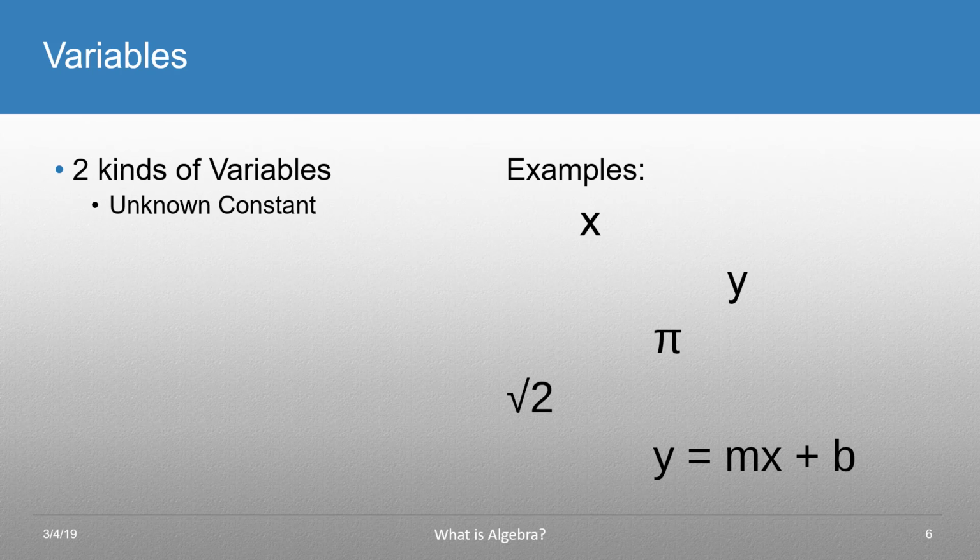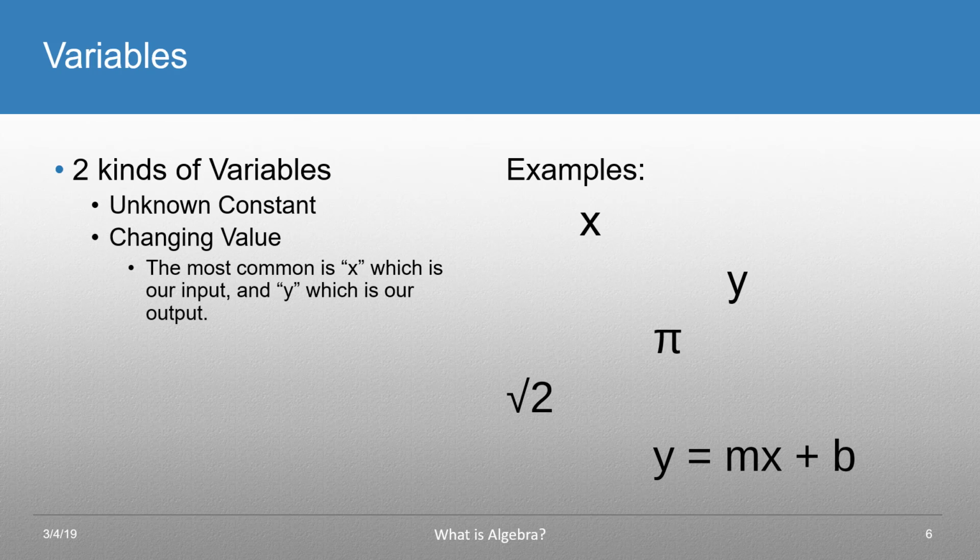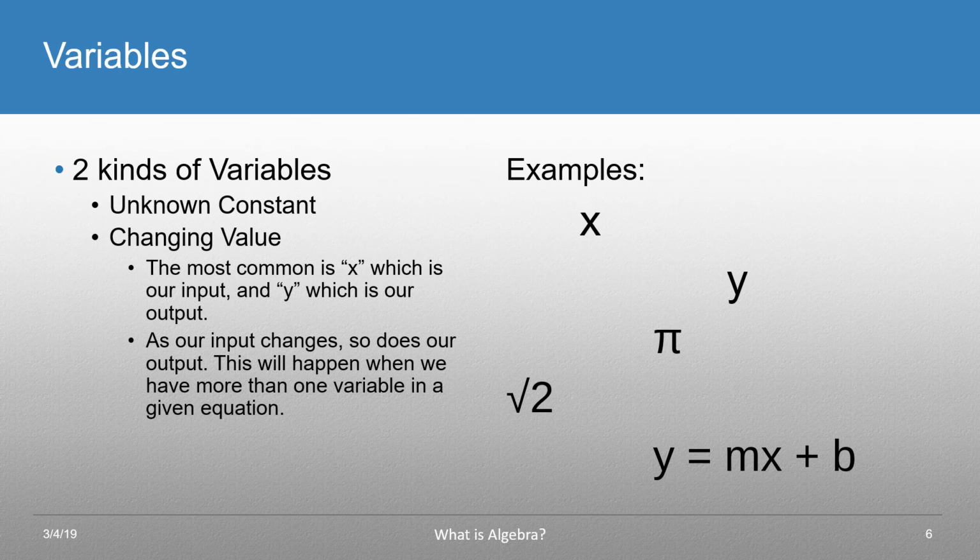And the reason why I use the word constant is because it helps think about it in relation to the next definition, which is that a potential variable is a changing value. And oftentimes the way that we express this is that we have x, which is commonly our input, or y, which is commonly our output. And so as x changes, as our input changes, so will our output change.